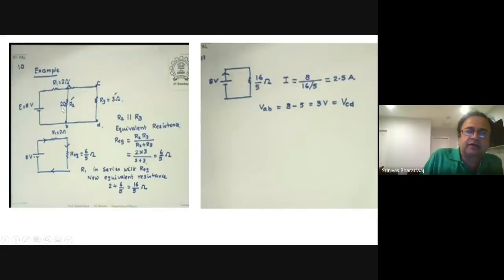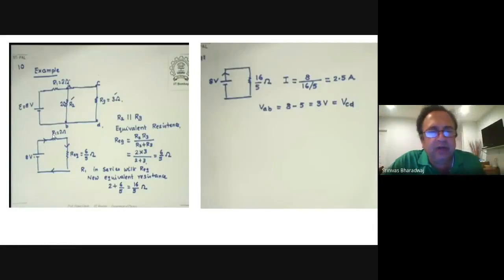No, but this is not 20. This is 2 ohms. So 2 times 3 divided by 5, this is 6 by 5. 6 by 5 is less than both 2 and 3, right? I thought this was 20, it's actually 2 ohms. So 2 plus 6 by 5 is the equivalent resistance for both together. So that is 3 and 1 by 5.